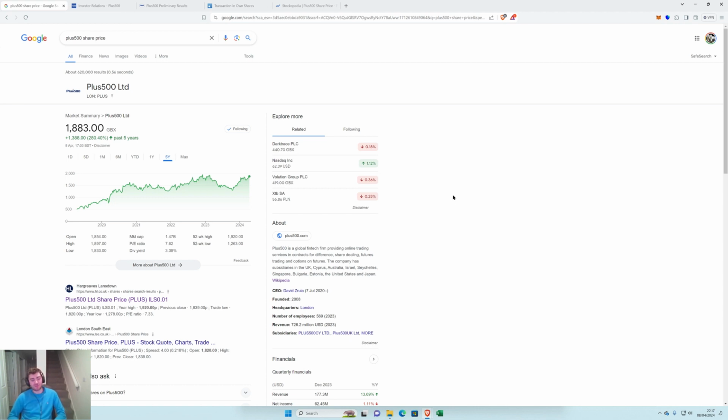So basically, what Plus 500 is, it's a finance company that sells CFDs. So that's option contracts like puts and calls. It basically makes money when they are purchased. So, this is actually my biggest holding currently.